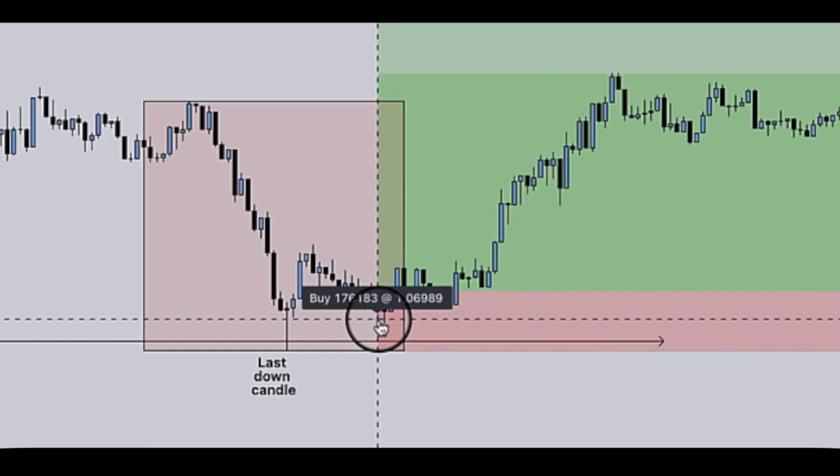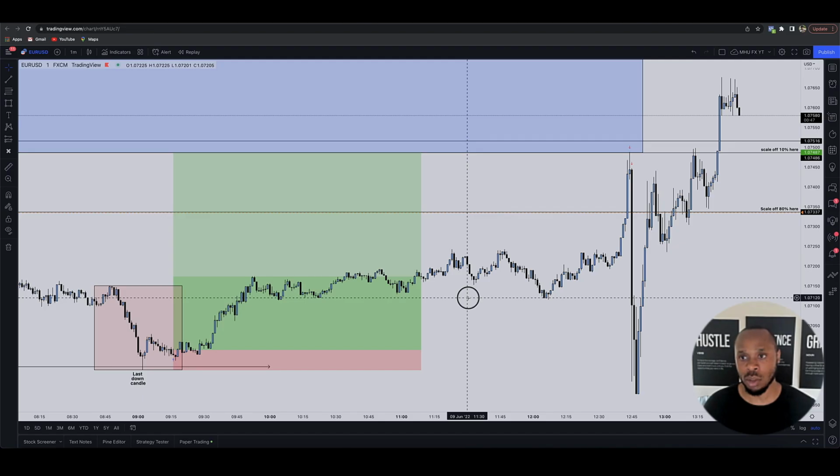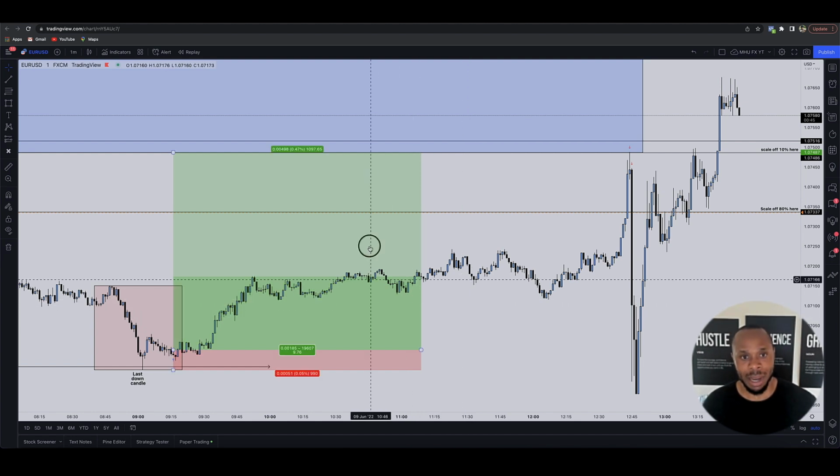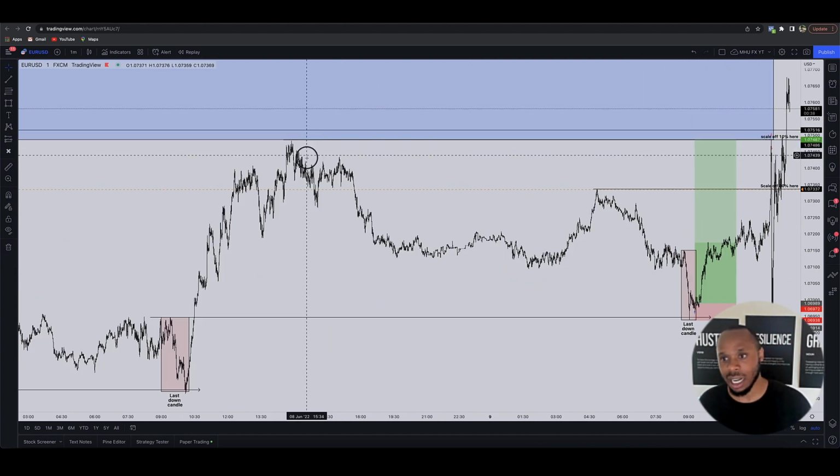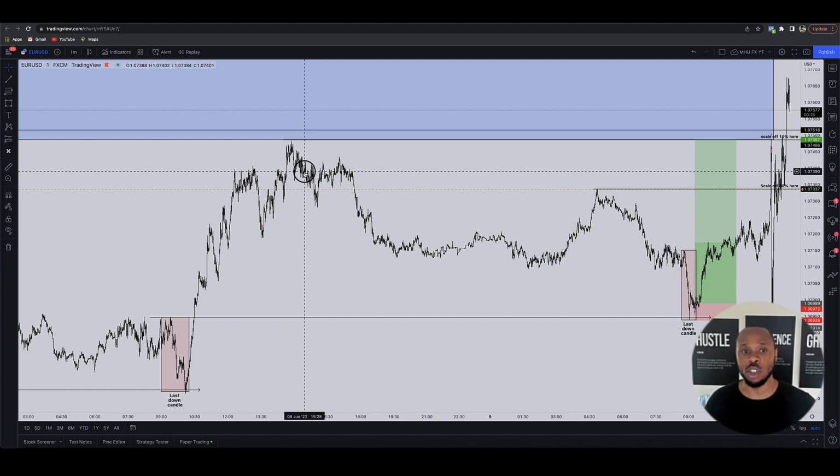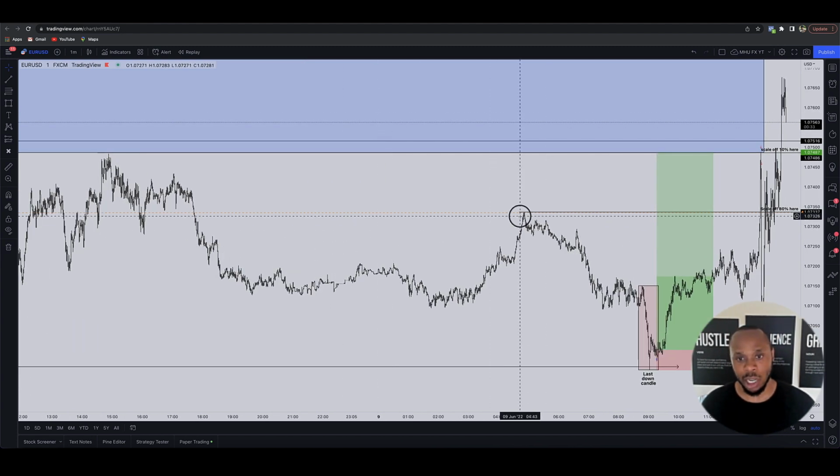You can see here that there's my buy order, 176,000 units. I was only risking 1%, as you guys know, and I was taking it to the very high. But like I said, everything was moving so quick. I don't even know whether news came out or anything. But literally I was going to scale off 80% here.